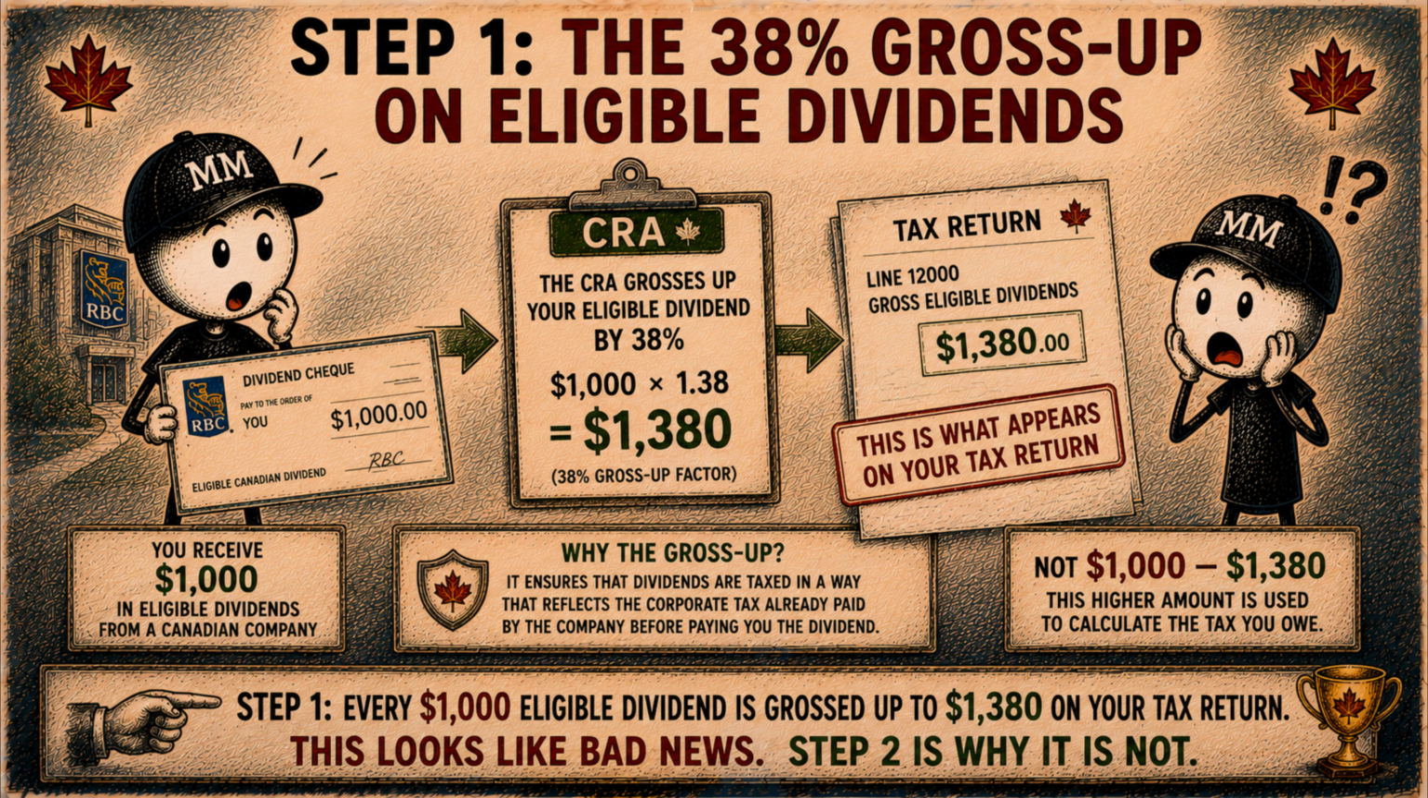Example: you receive a $1,000 eligible dividend from Royal Bank. The CRA grosses it up by 38%. $1,000 times 1.38 equals $1,380 grossed up dividend. Your taxable income is increased by $1,380, not $1,000. At first glance, this looks like bad news. Your taxable income just went up by $380 more than you actually received.